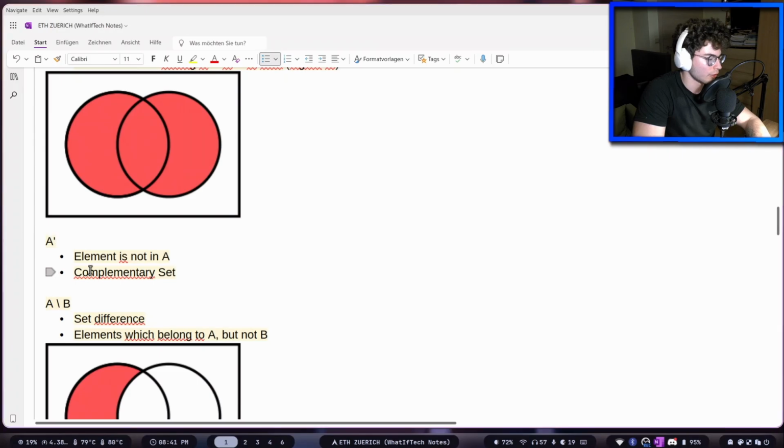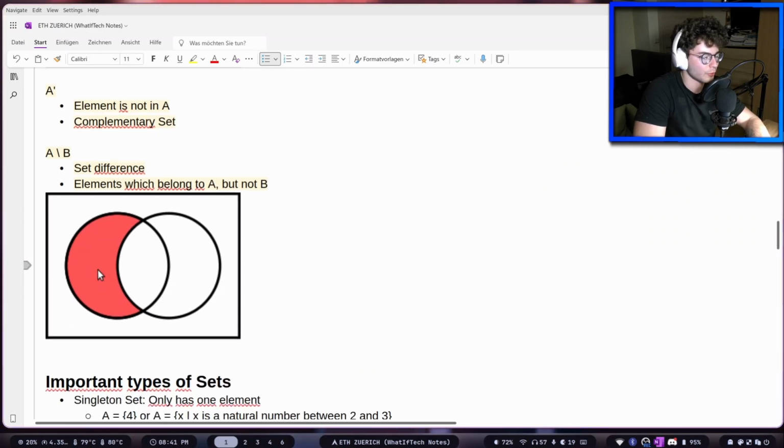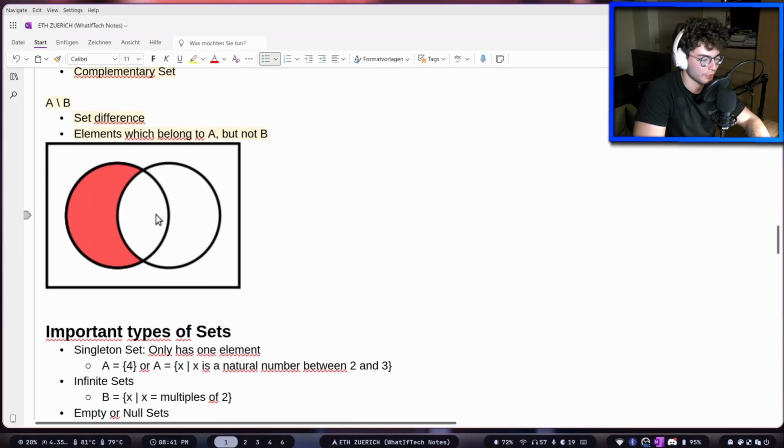This symbol is called a complementary set. Every element that is not in set A is in the set that's the result set of this equation. The backslash is the difference. So A difference to B: elements which belong to A but not in B. These elements belong to A, these to B, and because these intersect, these are not in the result set, because they're also in B.